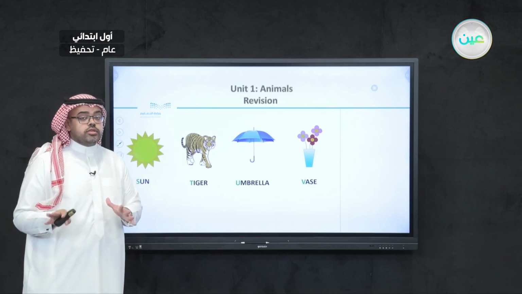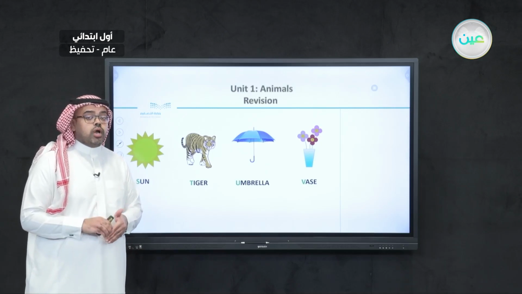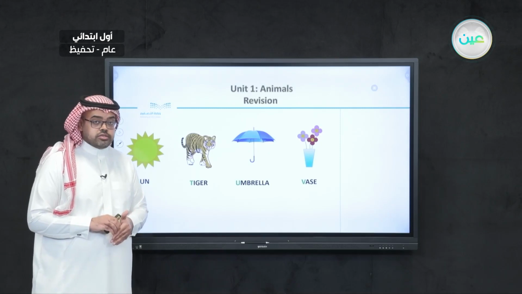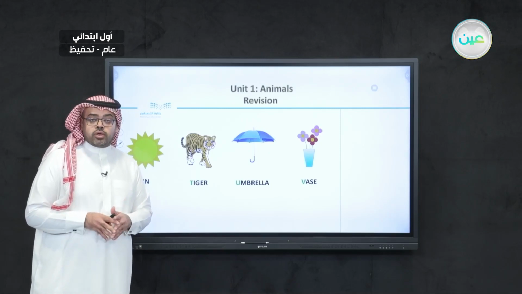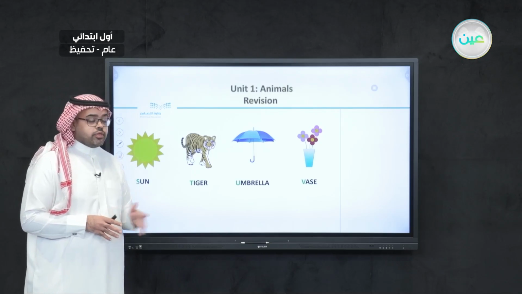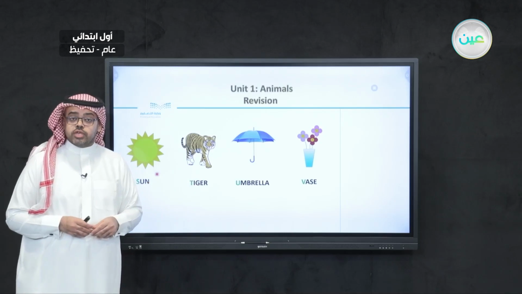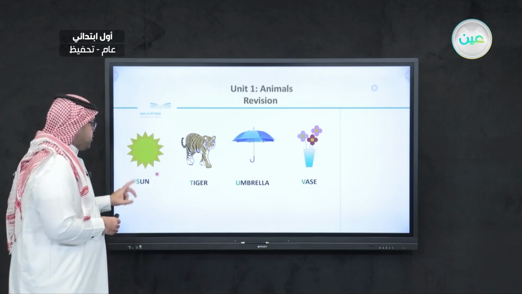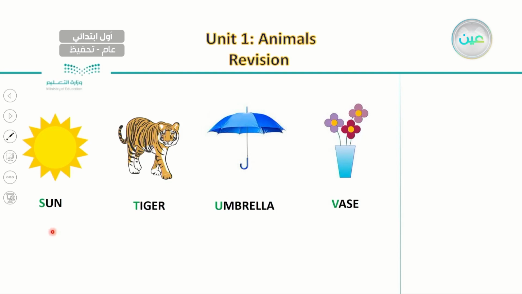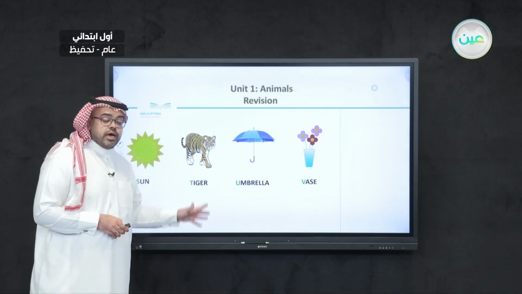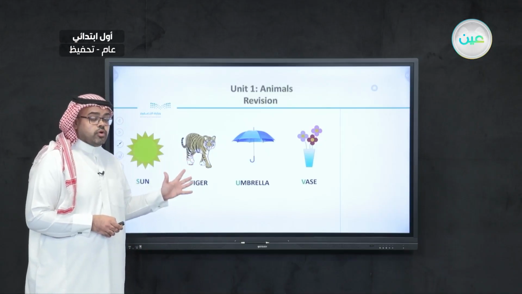We said that these 4 important letters S, T, U, and V are very important that we know them. Not only this, but we also memorize words with these letters. So let's quickly remind ourselves of each of these words. I'm going to say them and I would like you to say them with me real quick. So here we have sun, tiger, umbrella, vase. Very well.